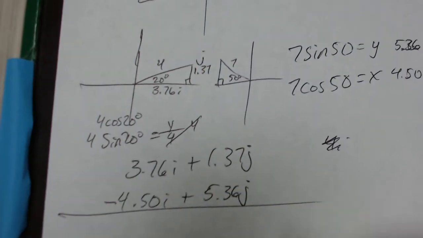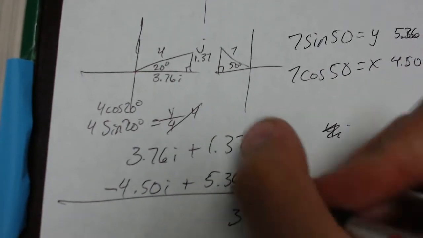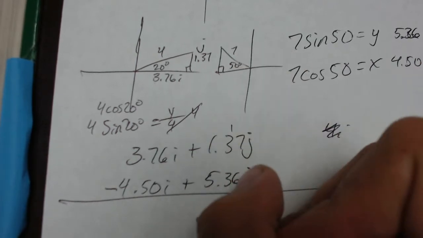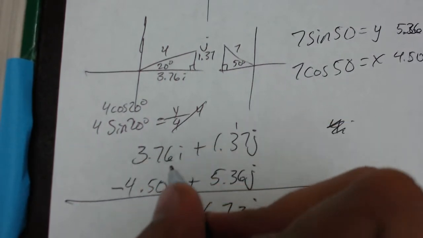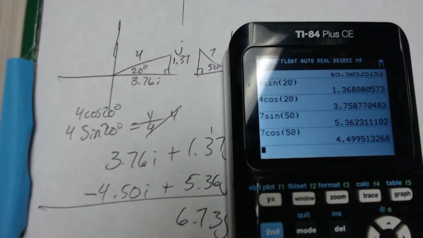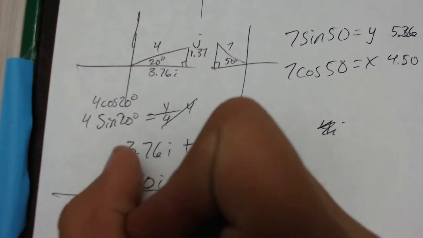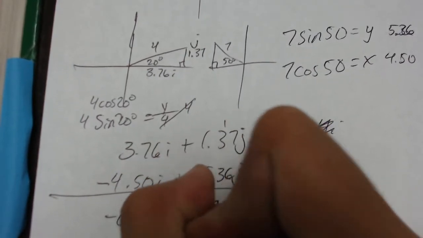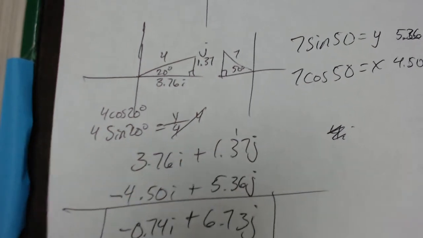So now what I do to find the resultant is I combine like terms. 1.37 and 5.36 add up to give me 6.73j. And then, let's see here. Positive 3.76 minus 4.5. We can go ahead and use our calculator because decimals are difficult. 3.76 minus 4.5, and you get negative 0.74. So we have negative 0.74i plus 6.73j. That is the resultant force.